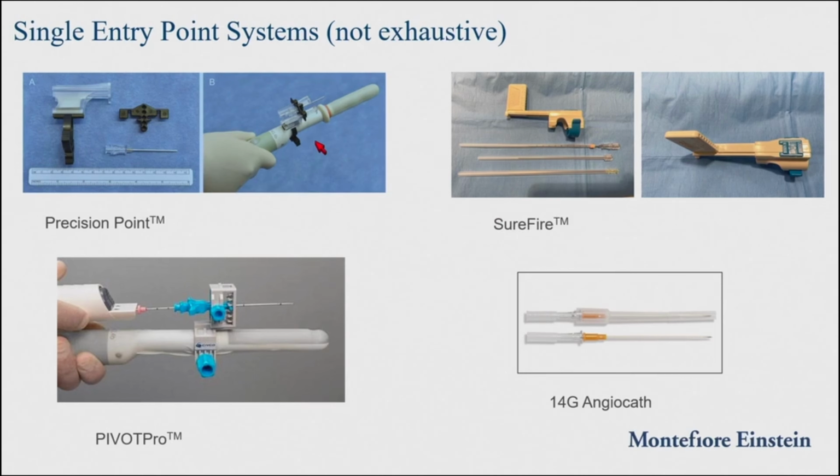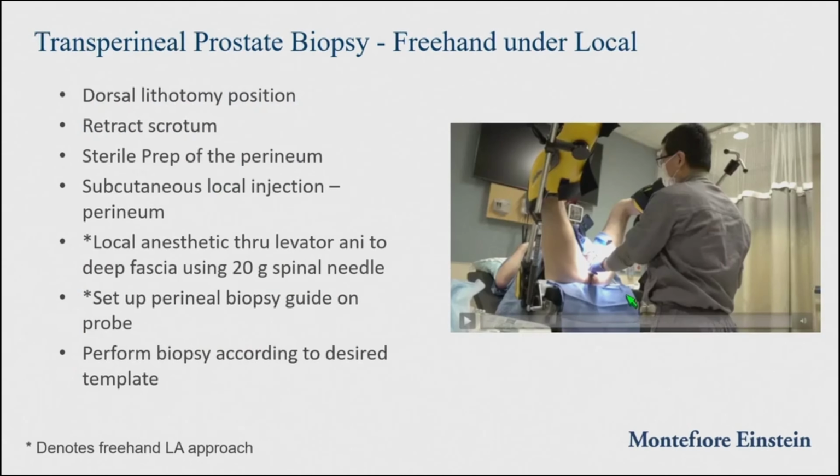Single point entry access systems are really convenient. There's a cost to them. What these allow for is you to make one or two punctures on each side of the prostate to sample without having to poke the skin each time you take a sample. This is skill dependent, but I think this is ideal if you're going to do this awake under local to minimize the number of times you pierce the skin.